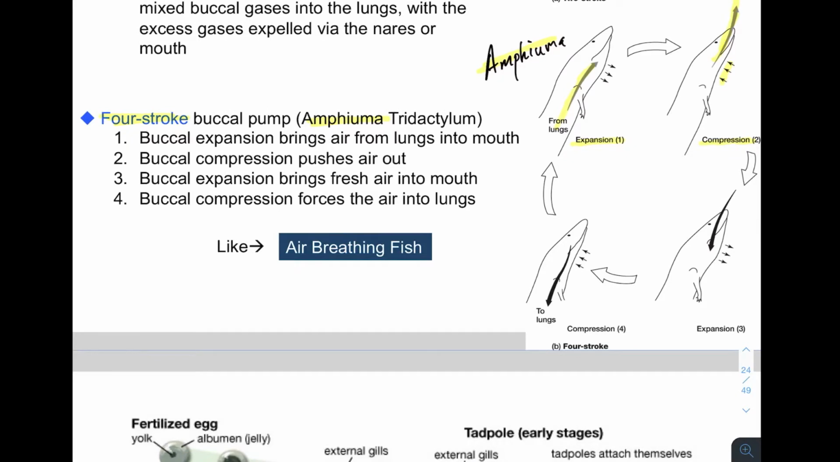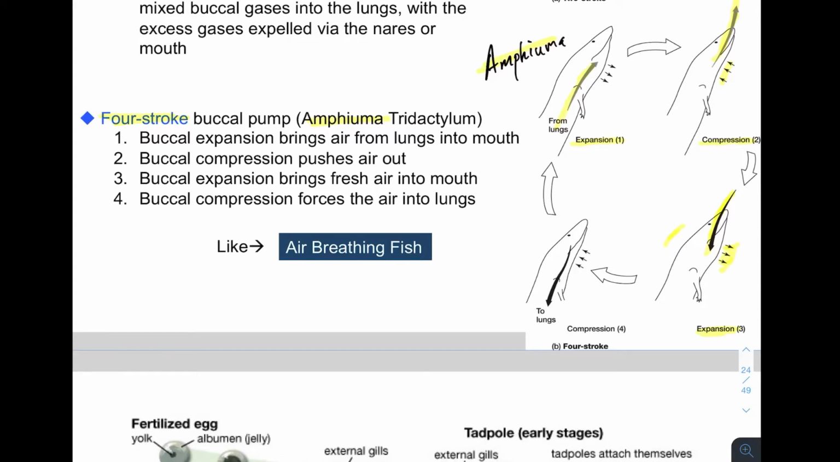a second expansion, and this expansion now is going to bring fresh air in. So this atmospheric air is rich in oxygen. It'll go into the buccal cavity. This expansion is from that musculature around the face, and that's why we call it the buccal pump.